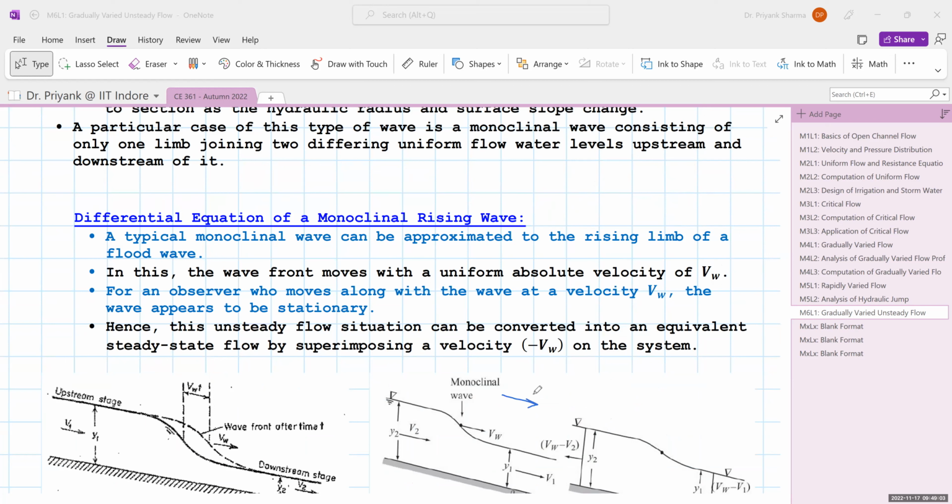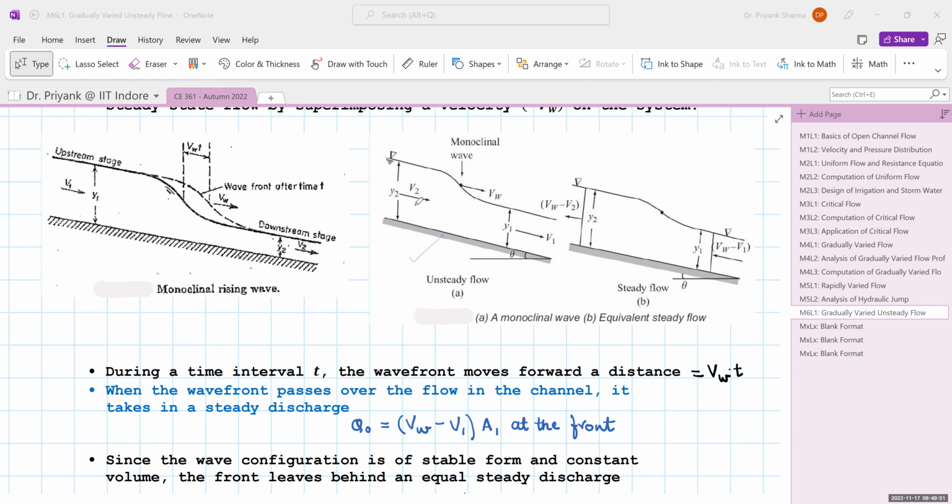In this monoclinical rising wave, this is the upstream having a velocity V1, downstream velocity V2, and this is the wave front. This is at time t and this is at time t plus delta t. This is moving with the velocity Vw, and this is the distance traveled in that particular time. In this figure we can see the same representation of a monoclinical wave, and if you want to convert it into steady flow, you apply another negative Vw, which converts the system into a steady flow. During a time interval t, the distance traveled by the wavefront is Vw into t.